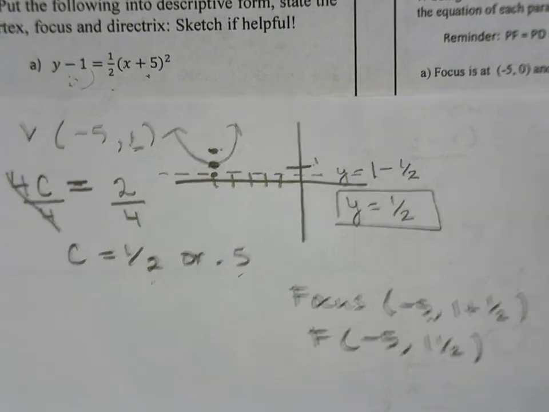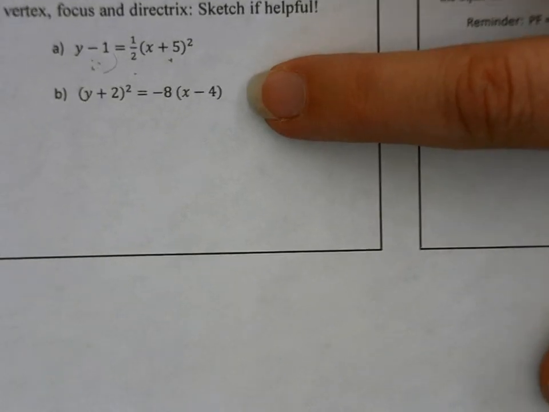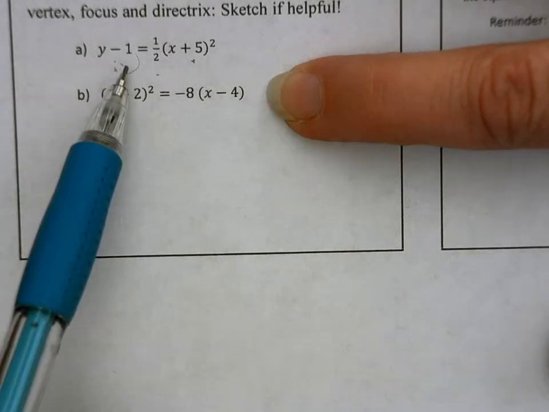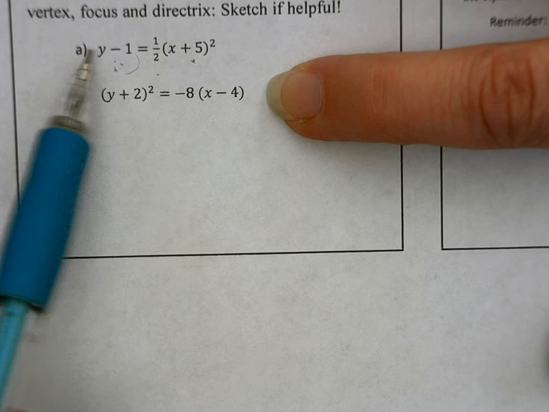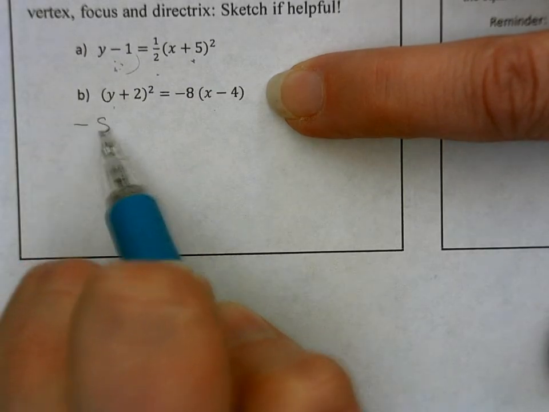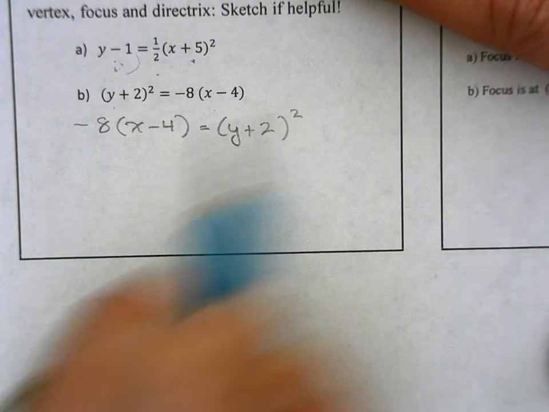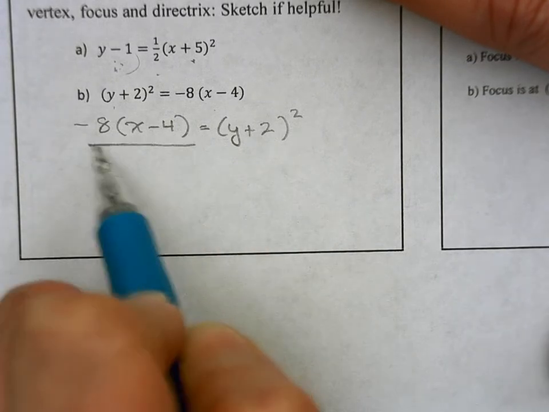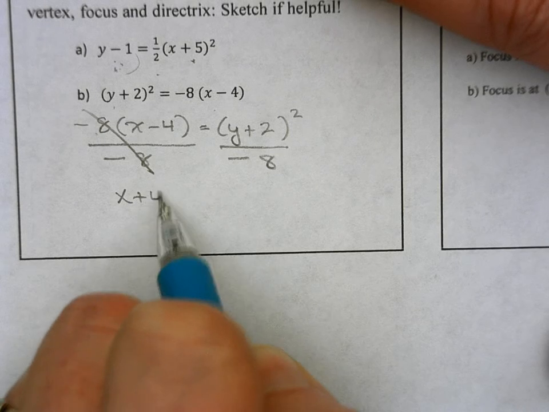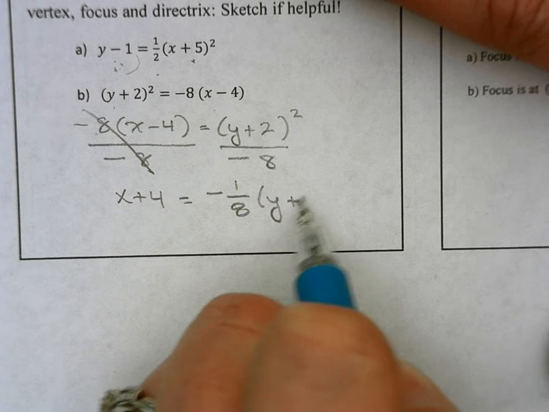Okay, and then let's take a look at the second one. So for this one here, I want to put this in descriptive form, so I want it to match kind of this look right here. So I want my linear term here, my coefficient, and then my squared term. So I'm going to just flip these around. And I want my coefficient to be over here, so I'm going to divide by -8. And then rewrite that as a fraction, so negative 1 over 8. Like that.